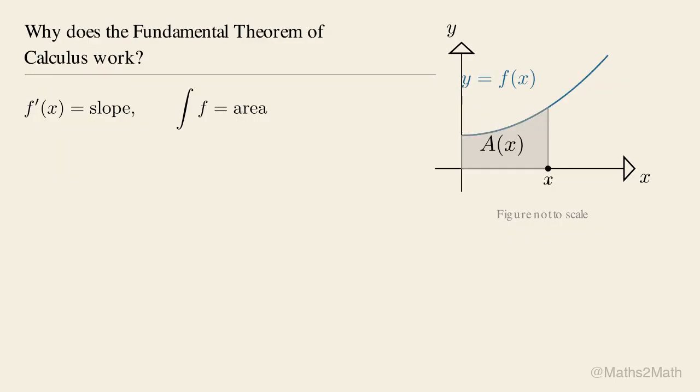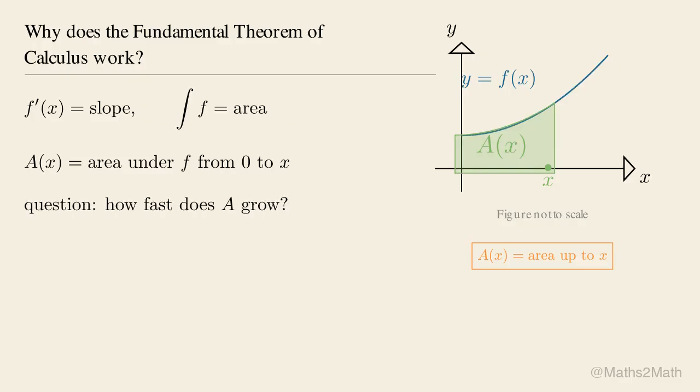Here is the bridge between them. Fix the left end at 0, but let the right end slide. Call I of x the area collected so far up to position x. Slide x right and I grows. I is a function. Keep it on the side.